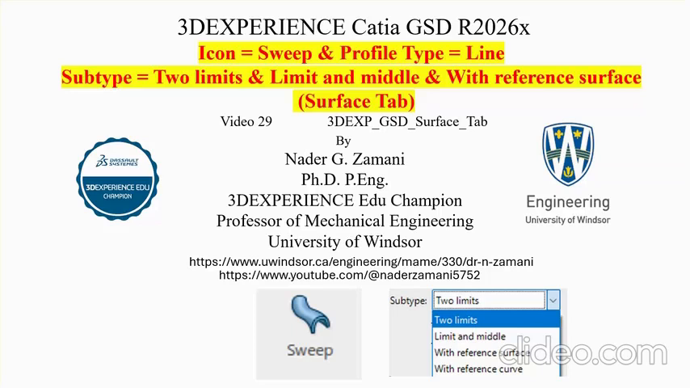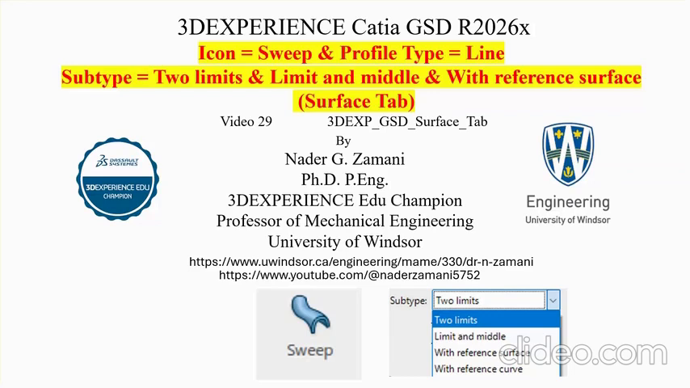Good day, folks. This is video number 29 in the 3D Experience CATIA's Generative Shape Design Application playlist. It belongs to the playlist that deals with surfaces, because there are two such playlists. One of them is for wireframe. This one is for the surface tab. The particular icon that we're looking at is still the sweep icon, one of the advanced icons in GSD.